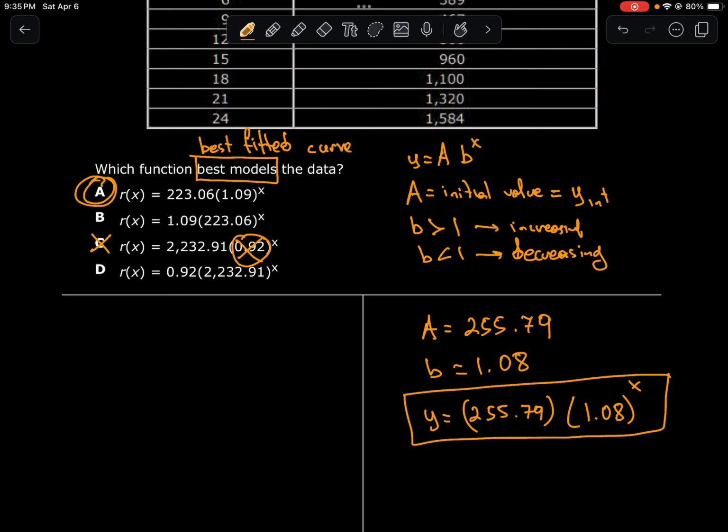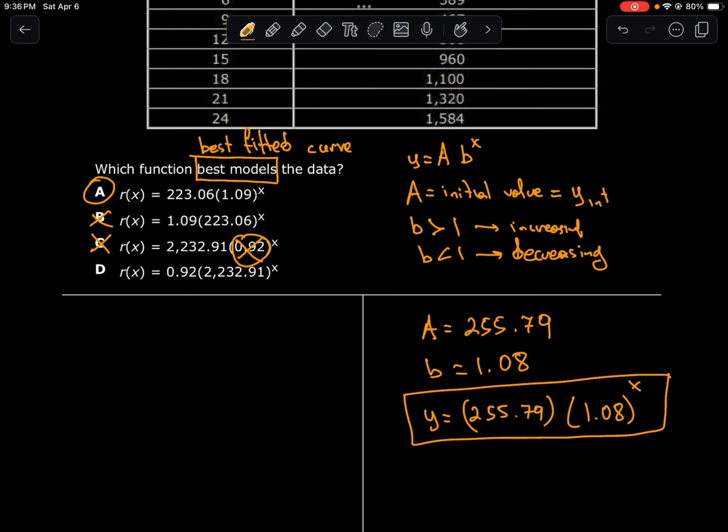And earlier I said that's probably A. Well, I have 223. It's close enough to 255. I have 1.09. That's close enough to 1.08. This one is 1, is way off 255. 223, that's way off 1.8, so that can't be it.